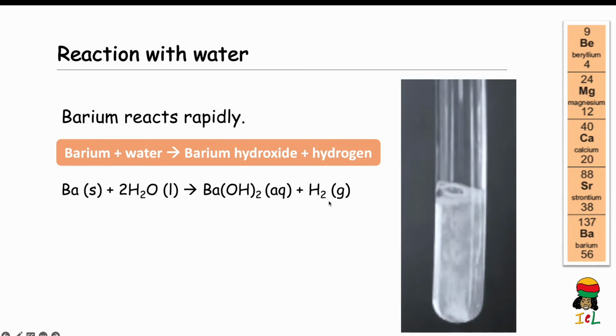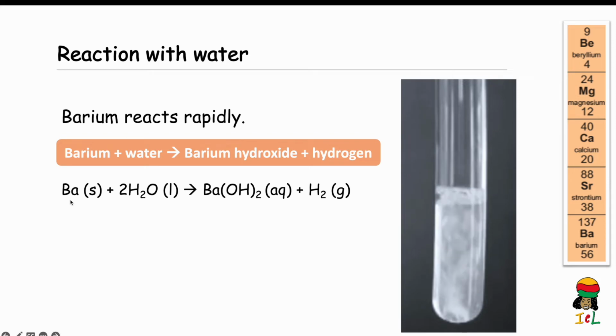If you look at the looping video to the right of the screen, you will notice that lots of colorless bubbles of hydrogen gas are given off from the surface of the barium metal. Also, the reaction mixture does not turn white because the barium hydroxide dissolves in the reaction water, forming an aqueous solution. Hence, the state symbol (aq) for aqueous solution.